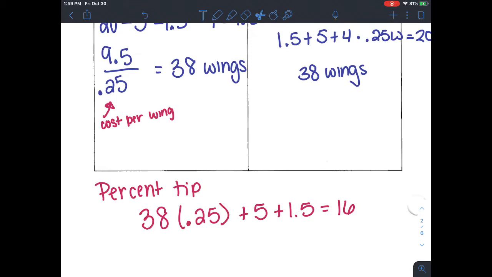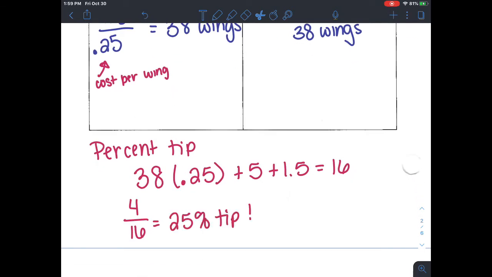Now, what percent tip did we leave? Okay, so part out of a whole, you left $4 out of the total $16. So 4 divided by 16, you actually left the server a 25% tip.